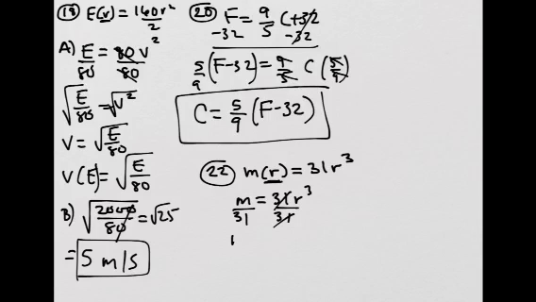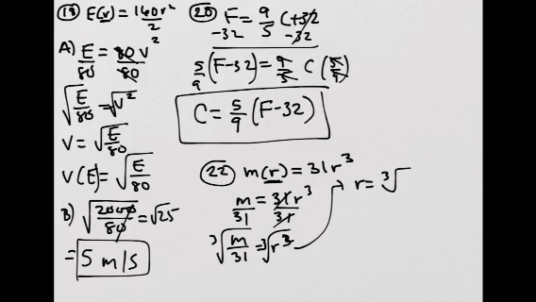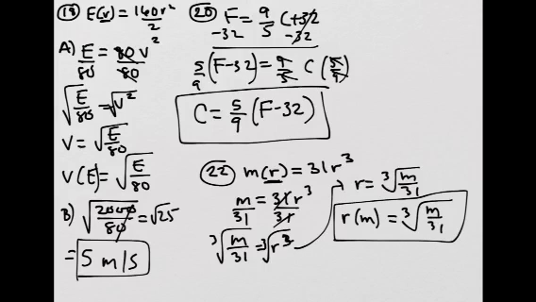Okay, so now I have m over 31 equals r cubed. So we're going to take cube root of both sides. So now I have, I'll just work up here, I have r equals cube root of m over 31. So now I'm going to put it in function notation, so I'll put r of m equals cube root of m over 31. And that's the inverse.